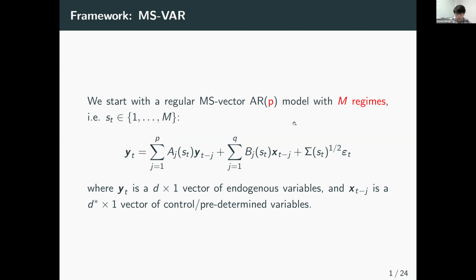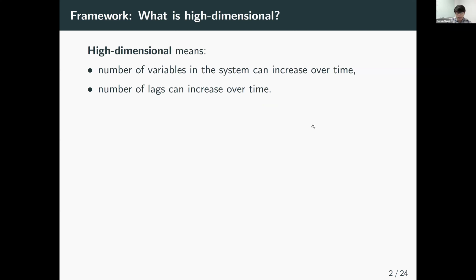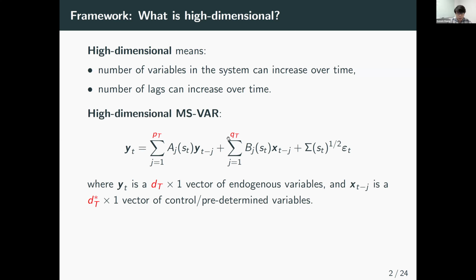Where is the high dimensionality in this model? Well, we're basically going to let the number of variables in our system potentially increase over time. The number of lags can also increase over time. On the first point, what it means in the finite sample is that you could have a lot of variables in your YT. So YT is going to be of larger dimension. And in this case, the number of lags and the number of variables in the vector are going to be indexed by capital T, and capital T is the sample size. So it's a relatively simple setup.